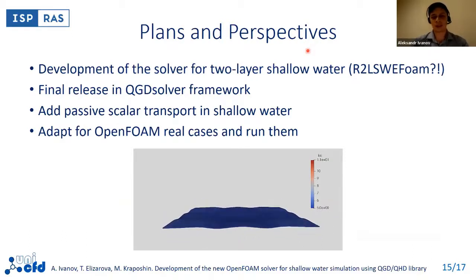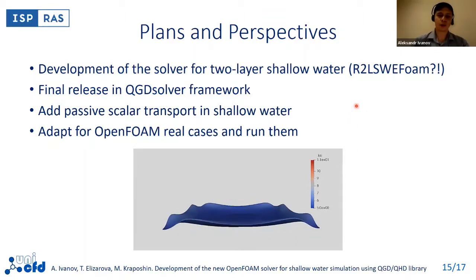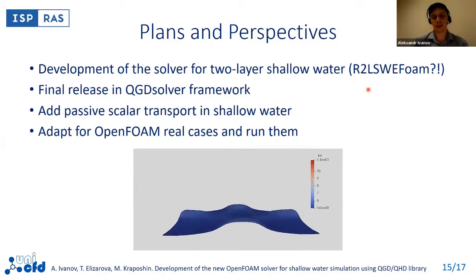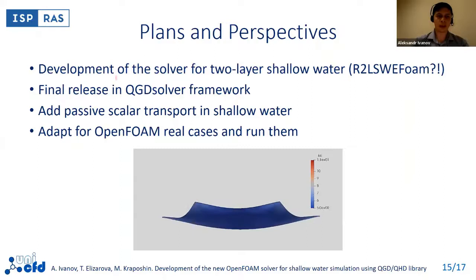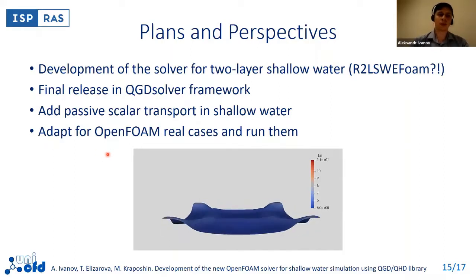The development is still in progress, and I plan to develop a new solver for two-layer shallow water, but I don't know how to name it. Unfortunately, the RSWE form is now available only via my own repository on GitHub, but in future I hope that we will add this to our laboratory repository, so as to release it via the QGD solver framework. Maybe in future we will add passive scalar transport in shallow water, and of course it will be better to adapt OpenFOAM for real cases and run them.